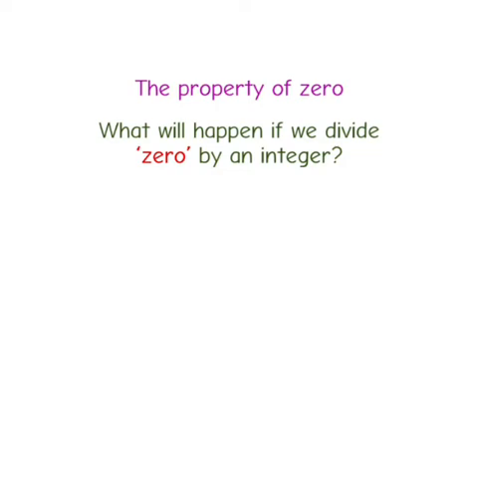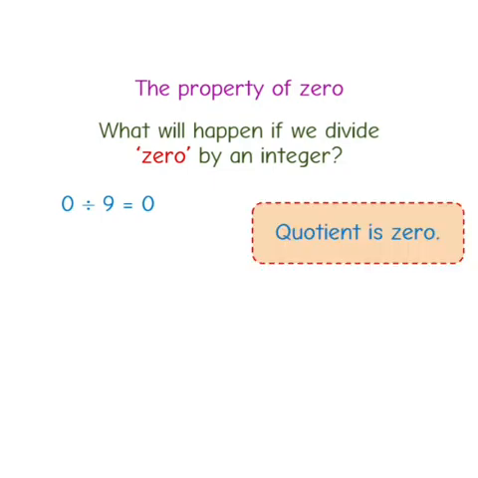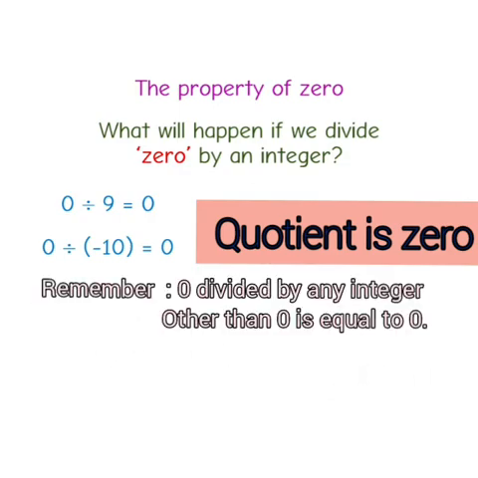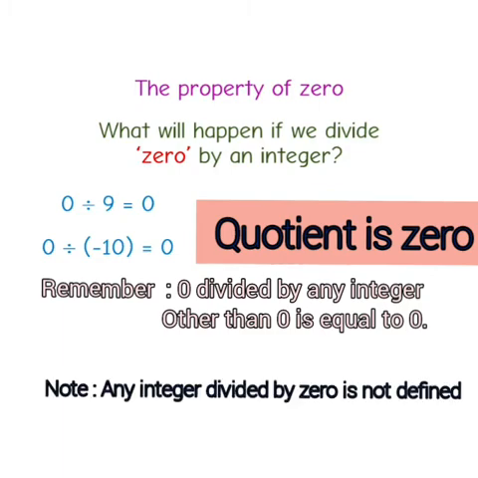What will happen if we divide 0 by an integer? Let's see. 0 divided by 9 equal to 0. Quotient is 0. 0 divided by minus 10 equal to 0. Quotient is also 0. So remember, 0 divided by any integer other than 0 is equal to 0. Also note, any integer divided by 0 is not defined.